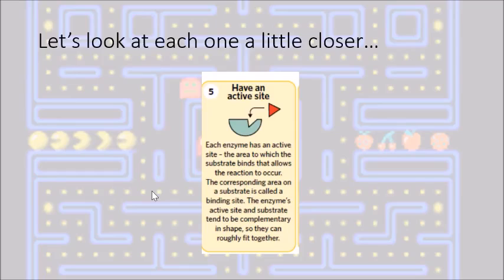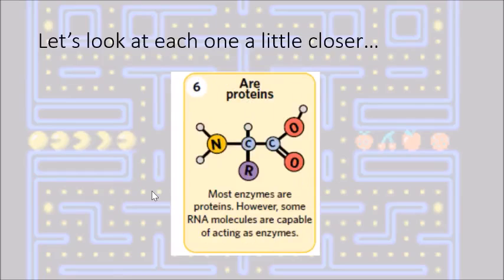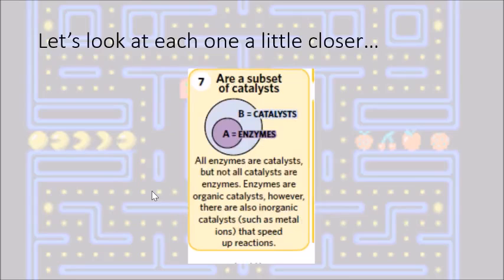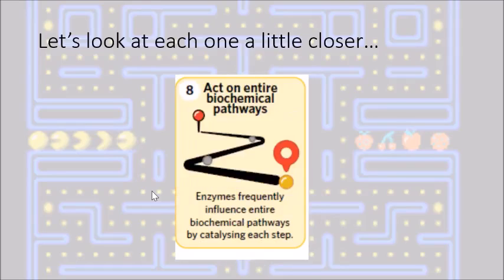So I've already touched on the active site. It is a very specific area that binds the substrate and leads to the reaction occurring. That's all I'm going to say about that. I've already mentioned this, that they're generally speaking proteins. That's really all you need to know there. I've already also mentioned that enzymes are all considered catalysts, but there are other catalysts that are not considered enzymes. So that's fairly intuitive, and I hope you understand that.